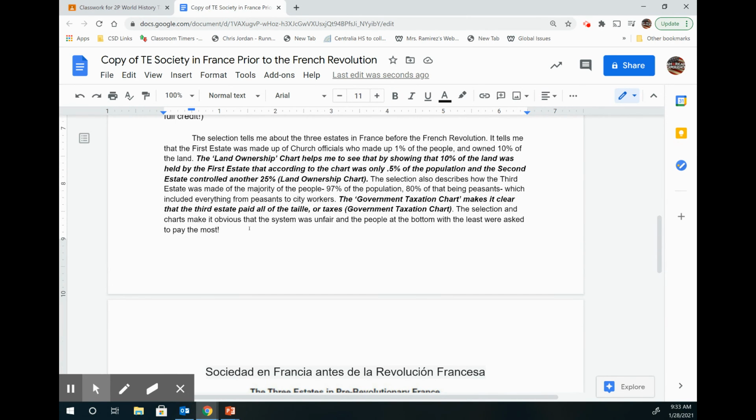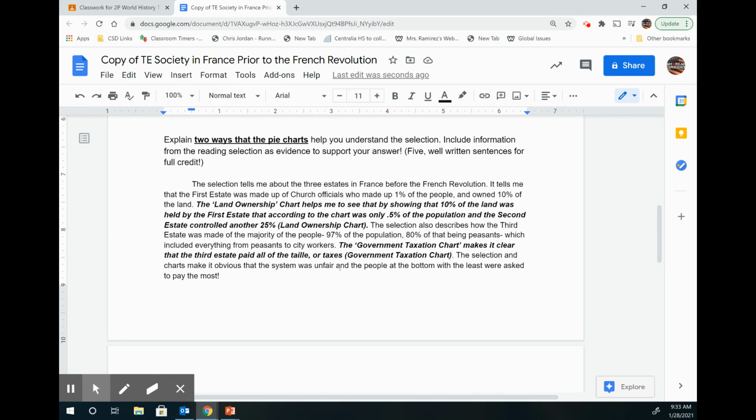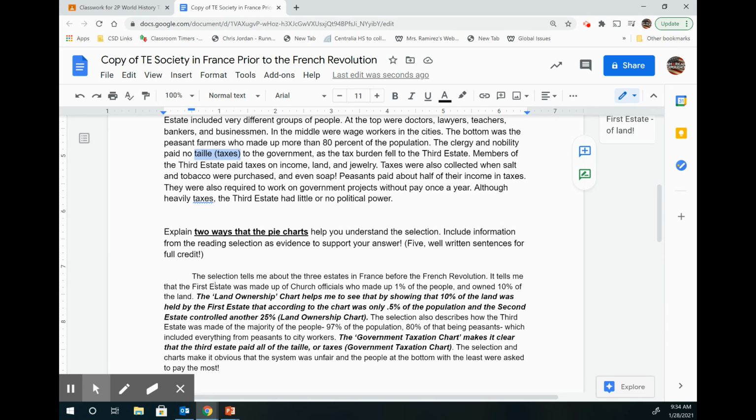The selection in charts makes it obvious that the system was unfair and the people at the bottom with the least were asked to pay the most. I'm double checking that I make sure I have 5 sentences here. So when I read it over, I see 1, 2, 3, 4, 5, and 6. So I have my 5 sentences.